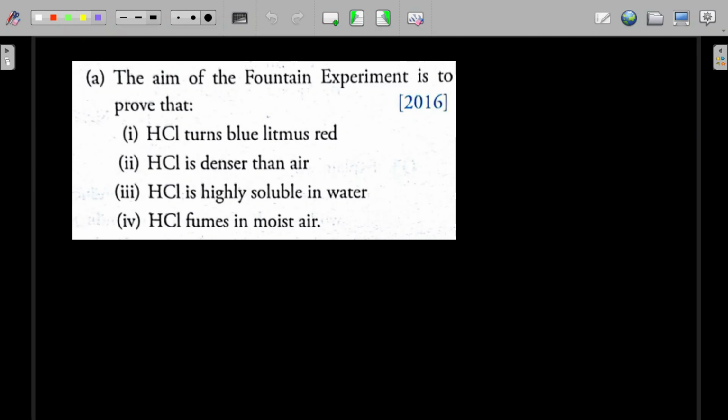Here, aim of the experiment. Isha, can you tell me the answer? HCl is highly soluble in water. Correct. Do not trick, HCl turns blue litmus red. That is not the aim.